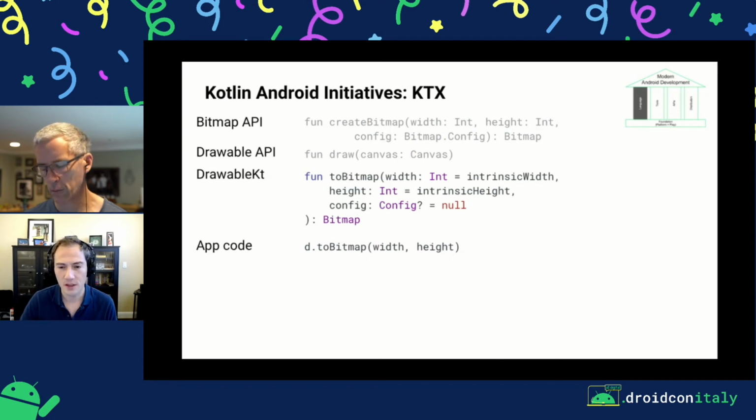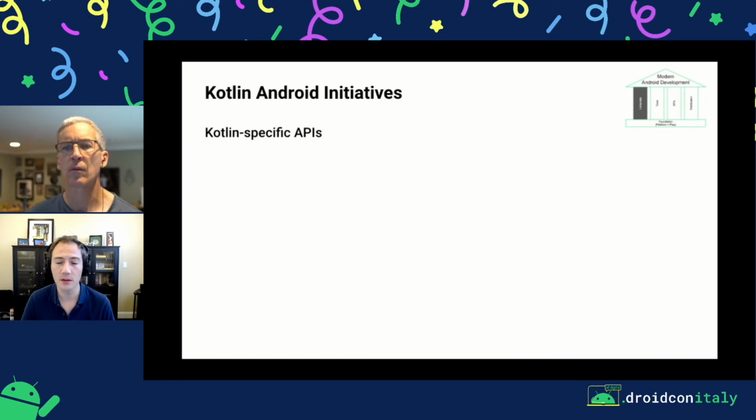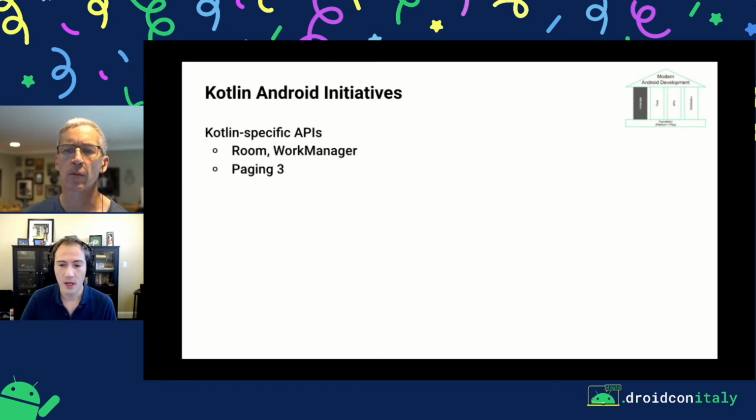There are many, many more Ktx extensions. If you're not using those libraries, I highly recommend you take a look at them. So other things we've been doing with Kotlin, we started working on Kotlin-specific APIs. So for instance, in Room and Work Manager, we now have support for coroutines. It makes asynchronous programming a lot easier.